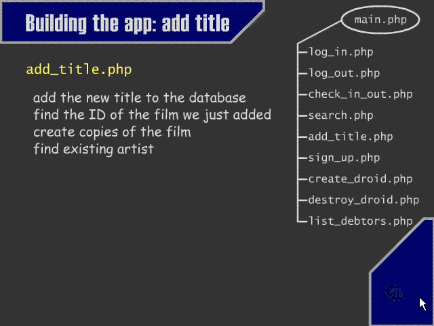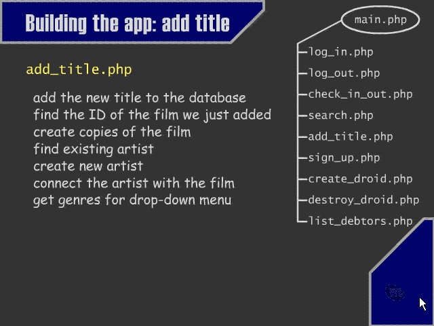We need to search to see whether any of the artists that are being included within the details of the new title are already on the database. If not, we need to create a new artist. In either case, we need to connect the artist, whether new or existing, with the film that we've just added. We also need to get a list of genres for the drop-down menu that is included within this particular part of our application. Let's take a look at the process whereby we add a new title to the database.